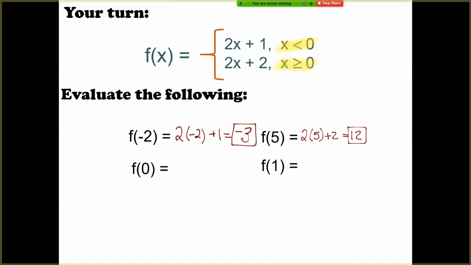The third one, f of 0, this one's kind of the tricky one because you have zeros in both of them. You have to decide, is 0 less than 0 or is 0 greater than or equal to 0? Since the bottom one has the equal to 0, you're going to use it. So 2 times 0 plus 2. Well, 2 times 0 is 0, plus 2 is 2.